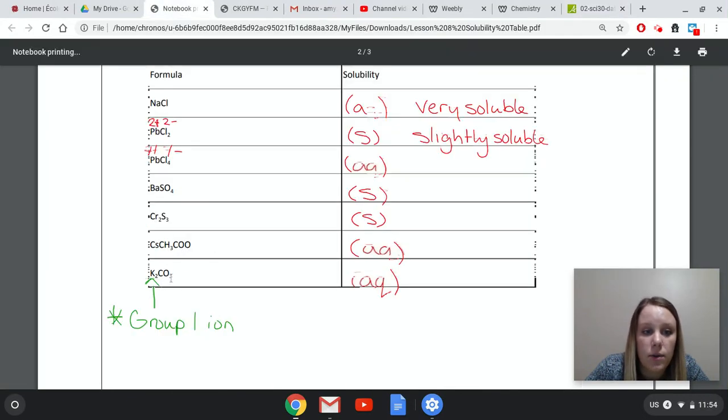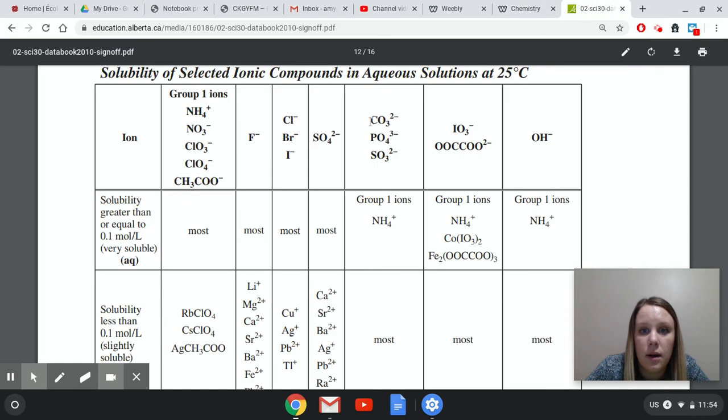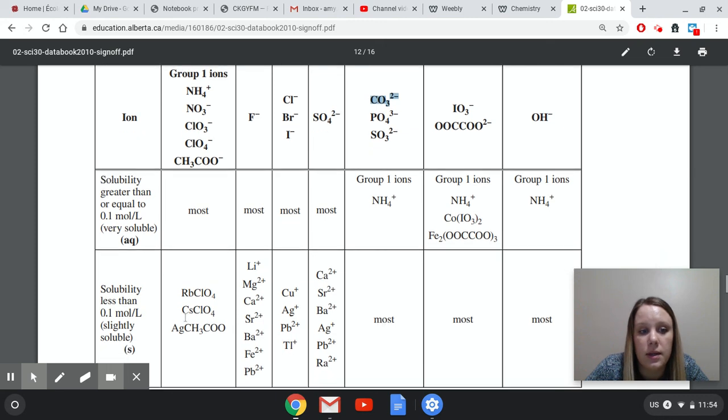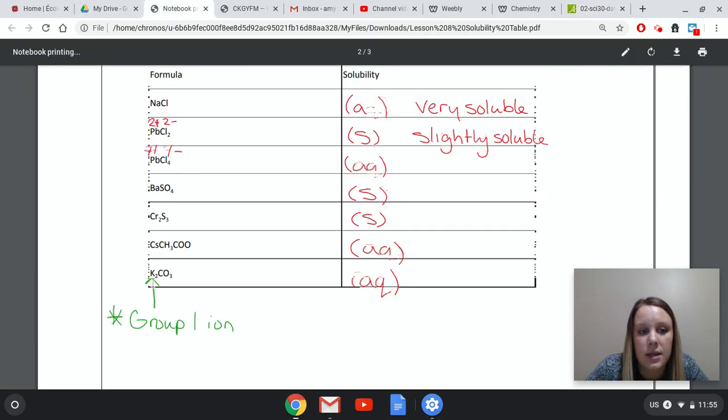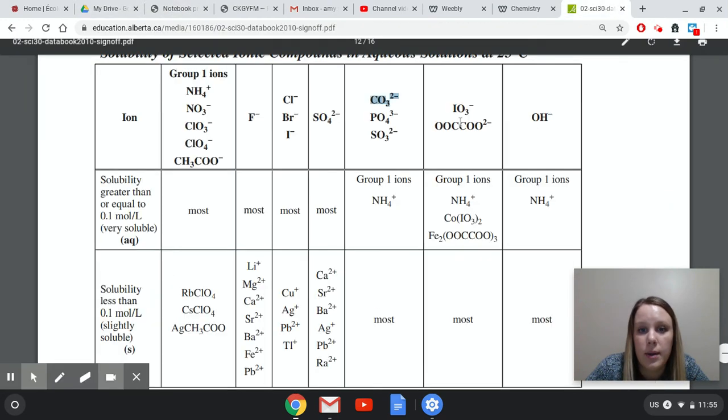Last one, CO3 is right here on the solubility table. So unless it's a group 1 ion or NH4, it's going to be solid. Now, I know it's not NH4, but I have to decide if this potassium is a group 1 ion. How am I going to decide that?